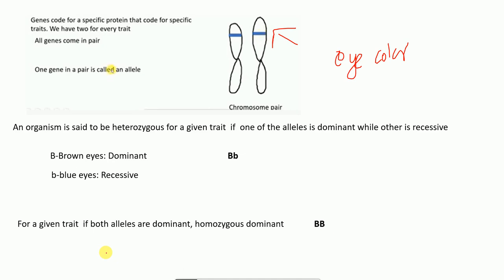Another definition is homozygous recessive. For a given trait, if both the alleles are recessive, that is called homozygous recessive. So small b and small b, this human baby will have which color? Can you guess? This baby will have blue eyes. One more time, capital B and small b: capital B is dominant, so the baby will have brown eyes. With capital B and capital B, the baby also has brown eyes, but in this case the baby will have blue eyes. So this is homozygous, heterozygous, and allele.